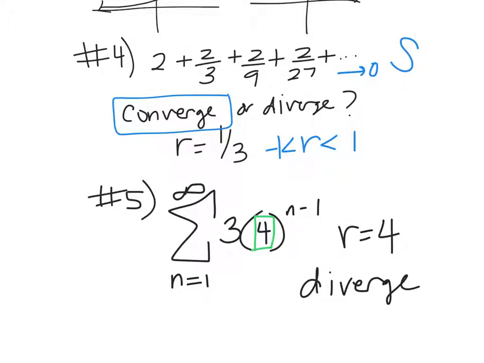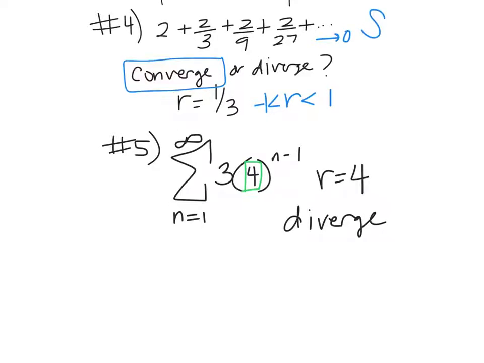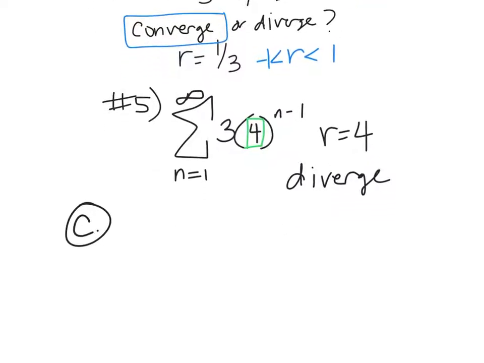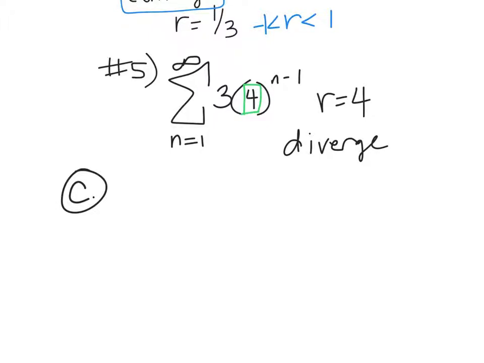Diverge. The sum's going to go off to infinity. Okay, so now what happens when your series converges? This brings us to the last and final part, part C. Here we go. Last part of the whole chapter even. All right, we're going to talk about infinite series.